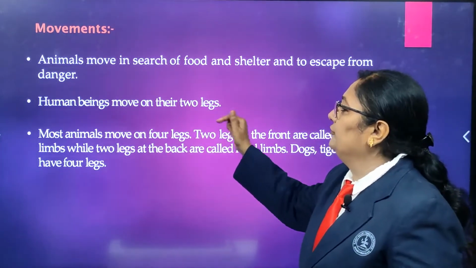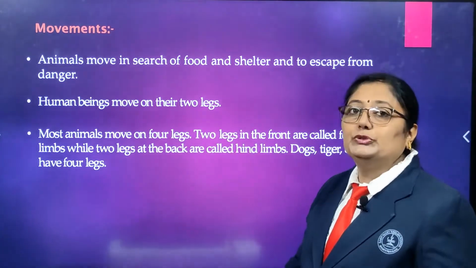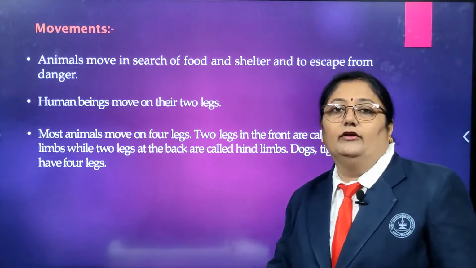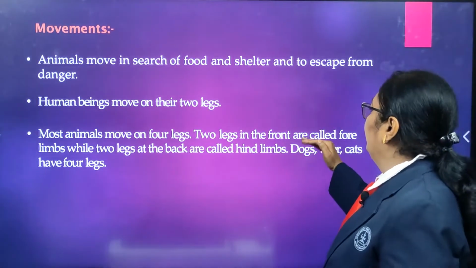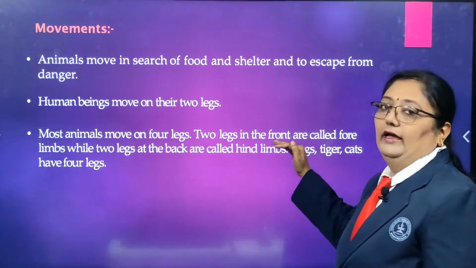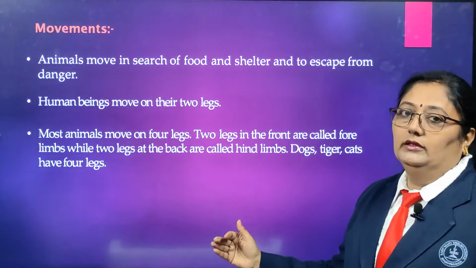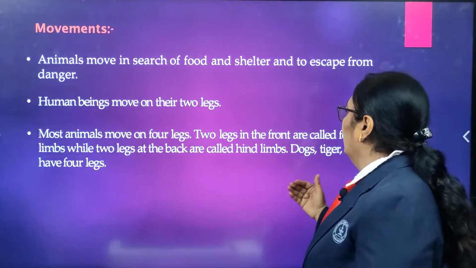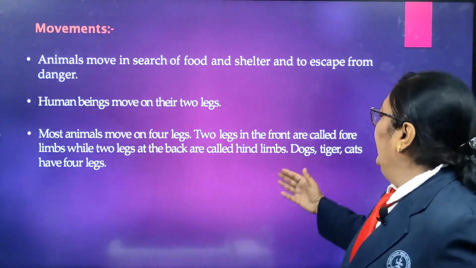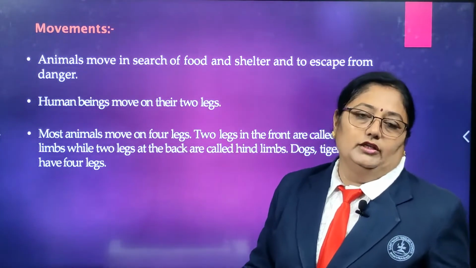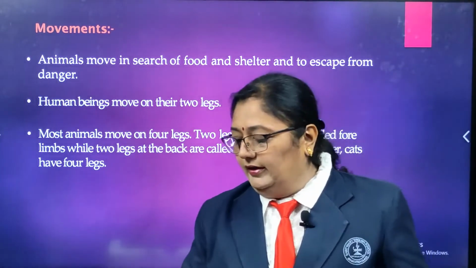So for movement, human beings have 2 legs. The same way, if we talk about animals, they have 4 legs. They have 4 limbs. The front legs are called the forelimbs and the back ones are called hind limbs. For examples of animals, you can write any, dog, cat, tiger, lion, etc.